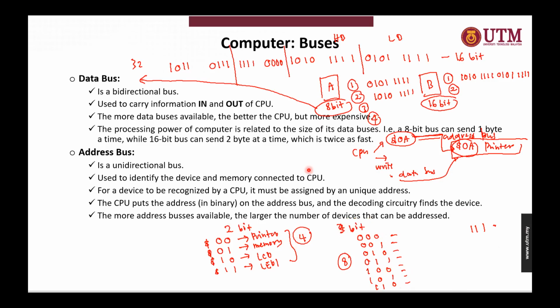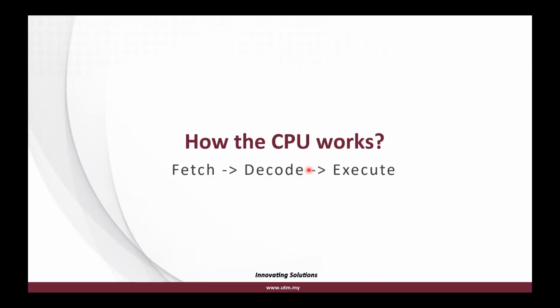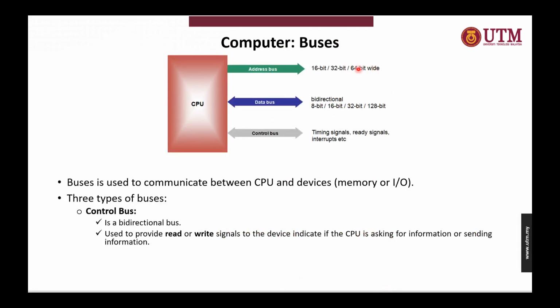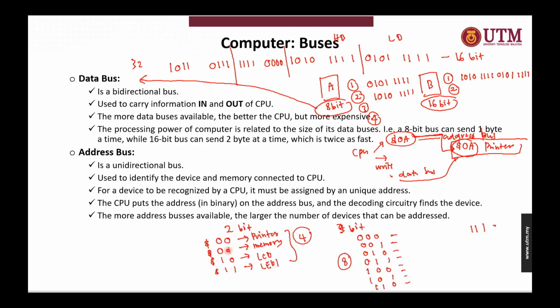And what happens if you have a 64-bit? Then you can have a lot of devices to connect to your CPU, because each of the devices will have their own unique address. So for example, address 00 will not be shared with printer and memory. Memory and printer will not share the same addresses. Each of these devices will have their own address. Okay, so that's it for the components of the CPU.